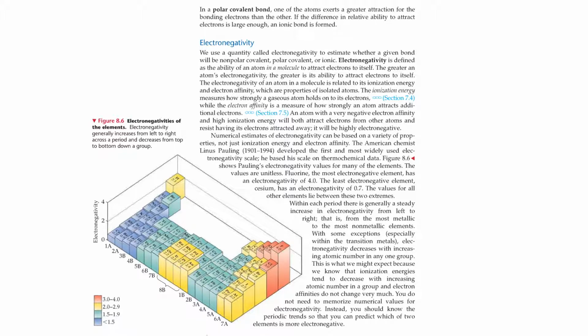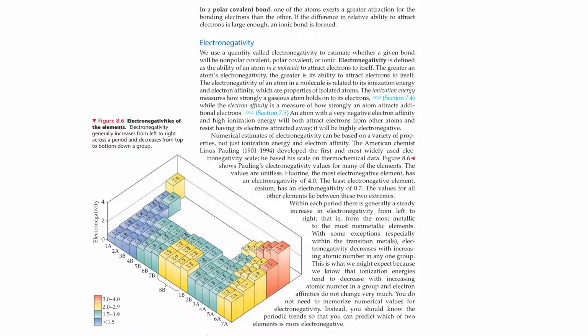Numerical estimates of electronegativity can be based on a variety of properties, not just ionization energy and electron affinity. The American chemist Linus Pauling developed the first and most widely used electronegativity scale. He based his scale on thermochemical data. Figure 8.6 shows Pauling's electronegativity values for many of the elements. The values are unitless. Fluorine, the most electronegative element, has an electronegativity of 4. The least electronegative element, cesium, has an electronegativity of 0.7. The values for all other elements lie between these two extremes.